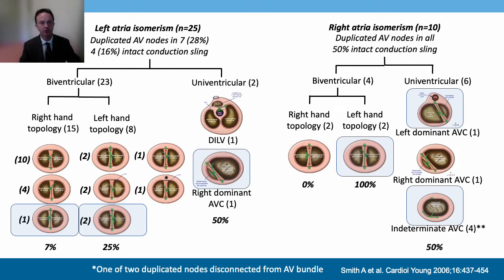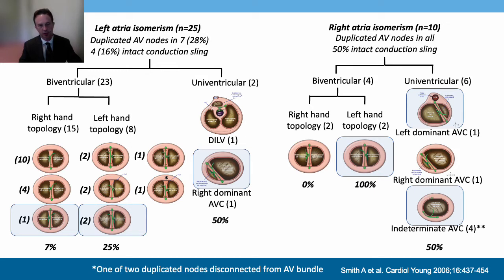And they found that overall left atrial isomerism was associated with twin AV nodes that both connect to the AV conducting bundles with a continuous conduction sling in only 16% of patients overall. On the other hand, right atrial isomerism was always associated with twin AV nodes, and in 50% of these patients, an intact conduction sling was found that could potentially support SVT.